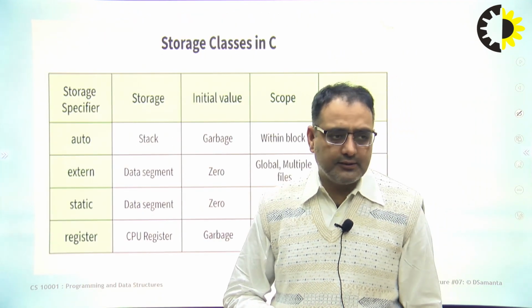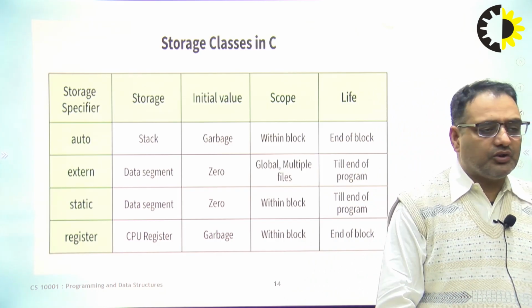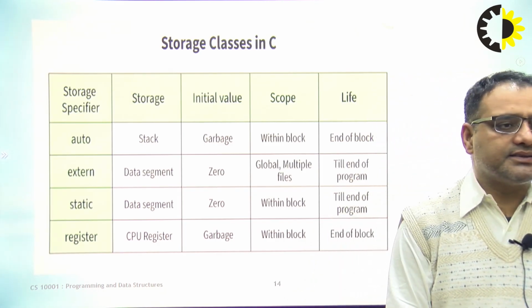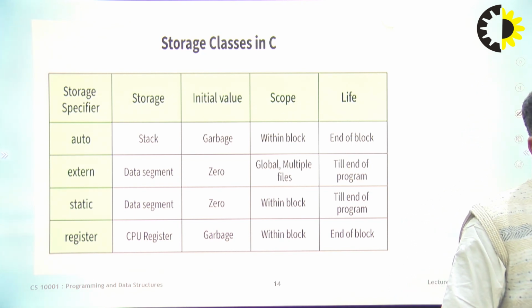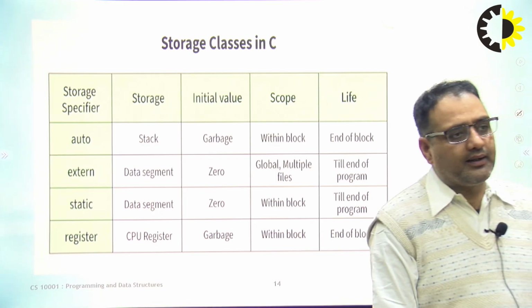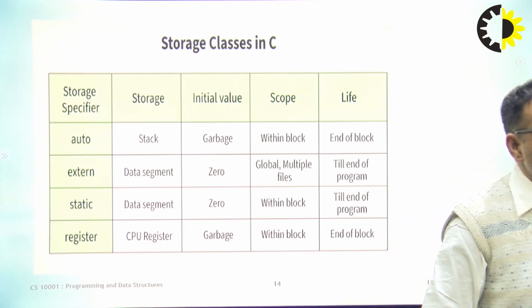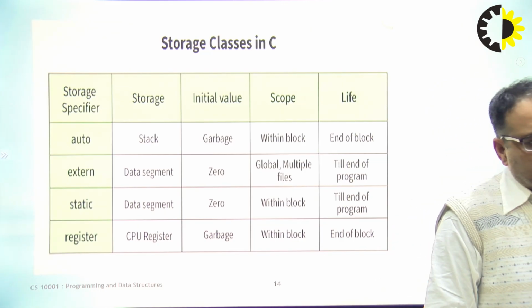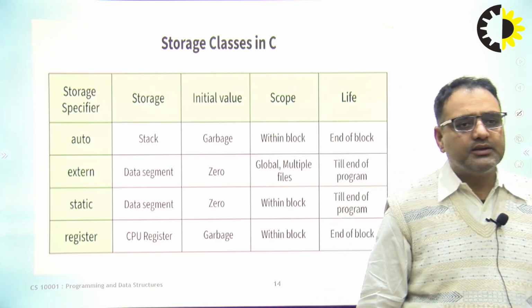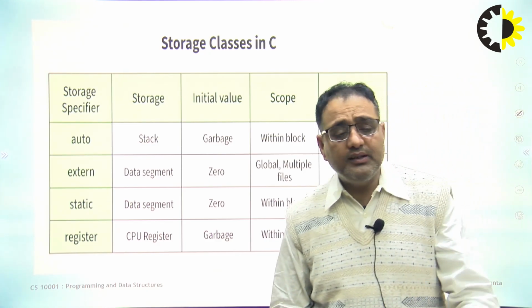All four keywords, all four storage classes, you can understand through this chart. They are some specific parameters. This means the storage, initial value, scope and life. Storage: auto storage is stack. Stack means stack memory, which means stack RAM memory.